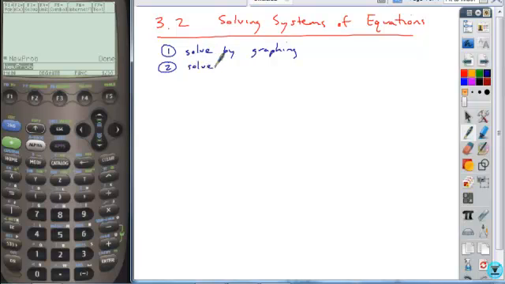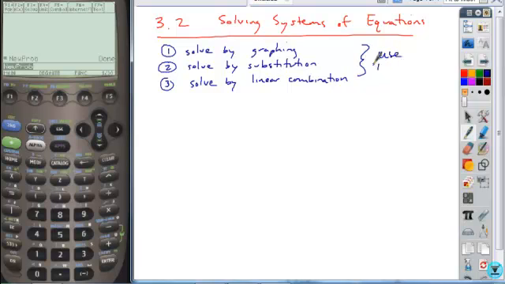And there's also, in this section 3.2, two other methods that you can use to solve. You can use substitution, and you can use a process called linear combination. However, for all of these, it's easier just to use your TI-89. So I'm not even going to go through these last two methods here. You can look them up in your book if you want to. And if you do have to use this in any future math classes, your teachers will explain it to you.